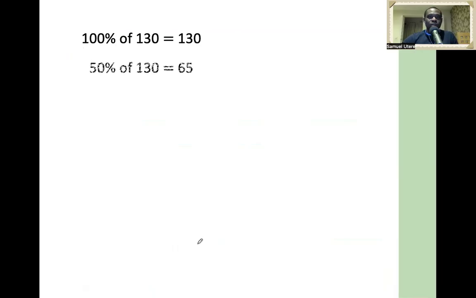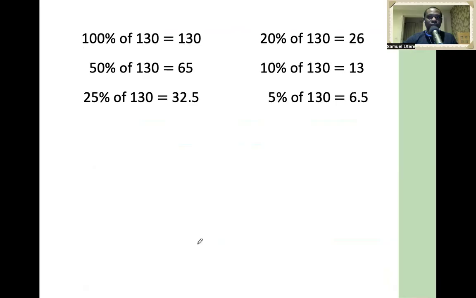Sometimes you could be given percentages of amounts like this, and then you're required to use that knowledge to find other percentages. For example, we know that 100% of 130, 100% of any amount, is that same amount. So 50% will be half, 25% will be to divide that amount by 4, which is to halve and halve again. 20% will mean to divide that amount by 5. 10% will be to divide that amount by 10. And 5% will be to divide what you get from 10% by 2, which will give you 6.5.